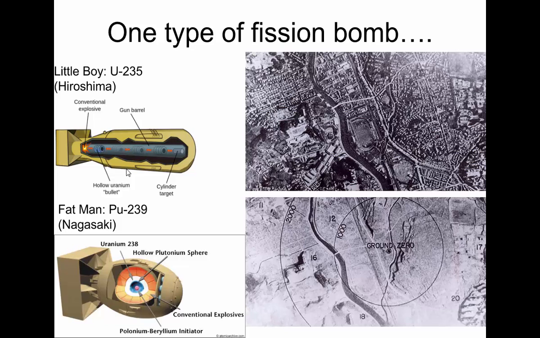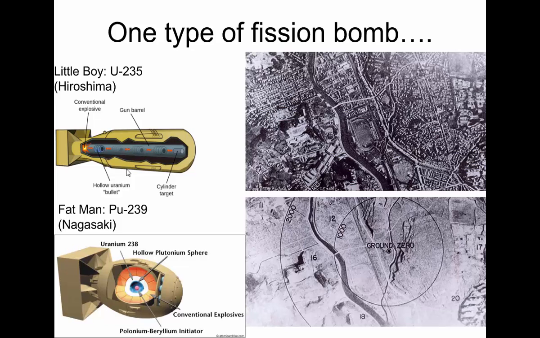This is what the city looked like before the bomb. This is the immediate area around it after it. So you can see the river here. Basically, all the buildings in this radius are completely destroyed.